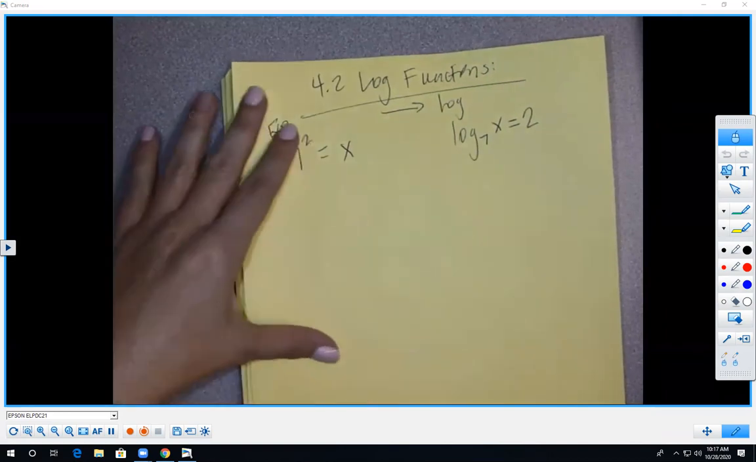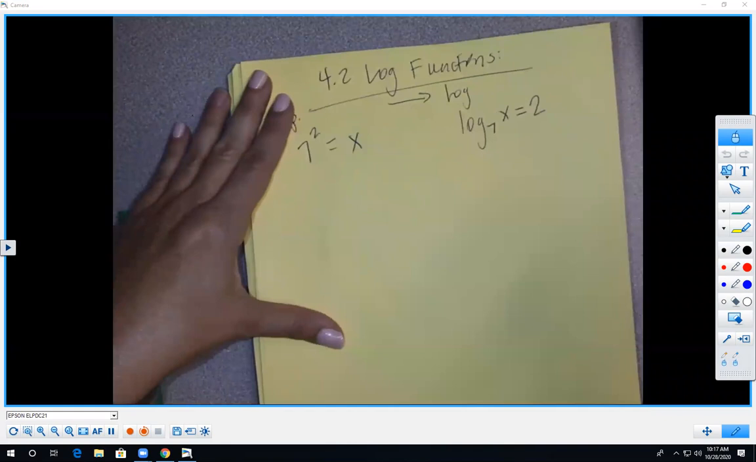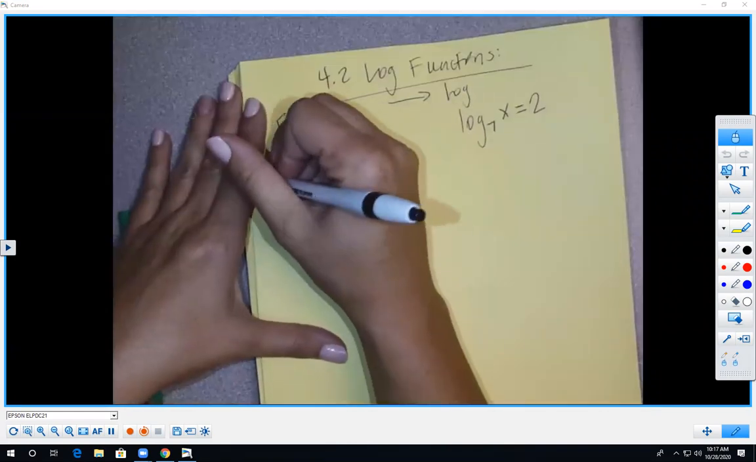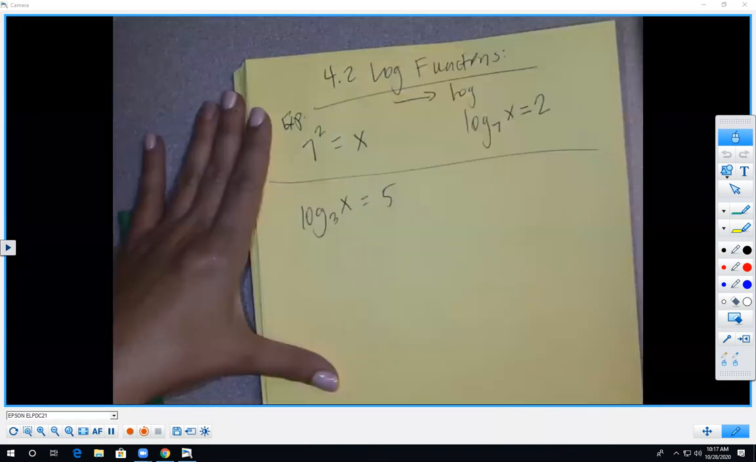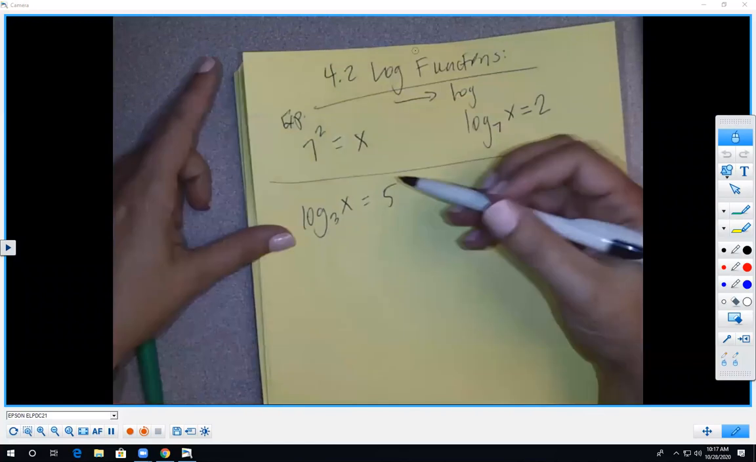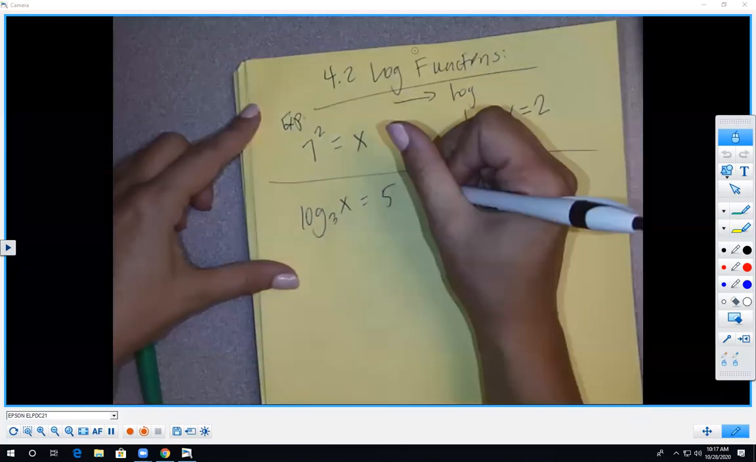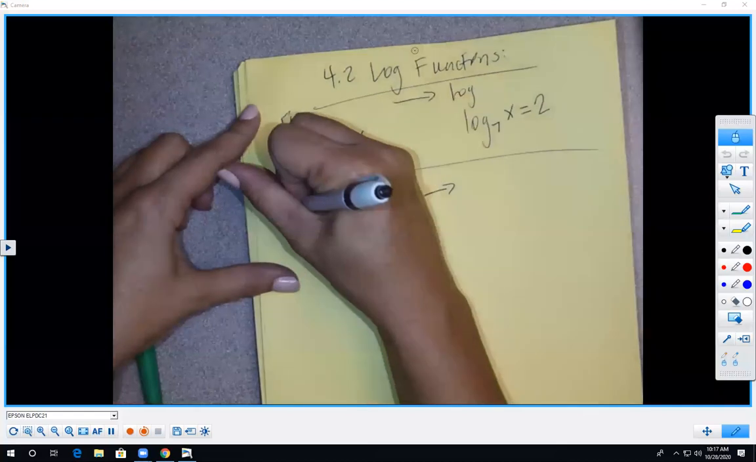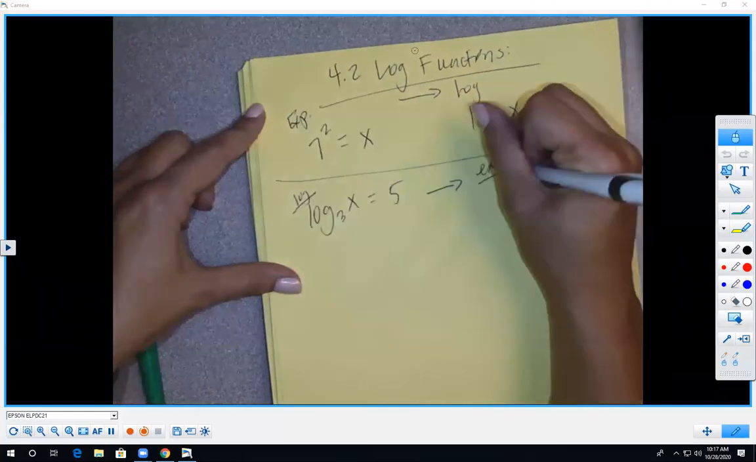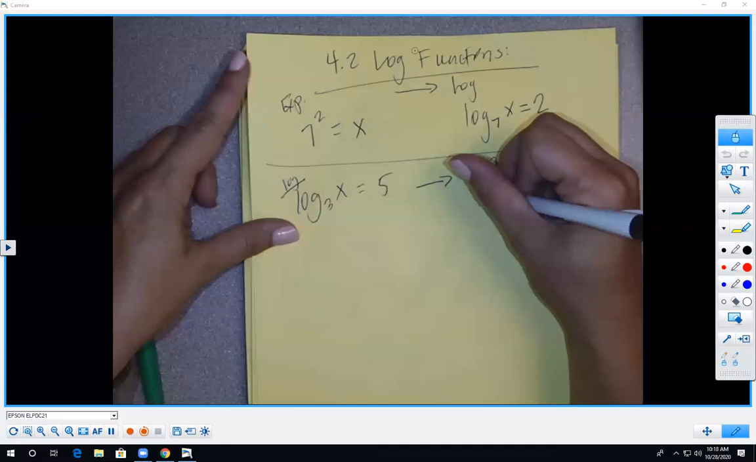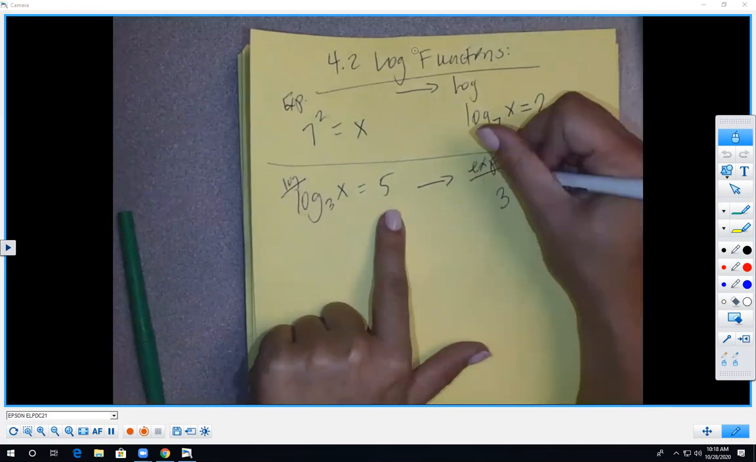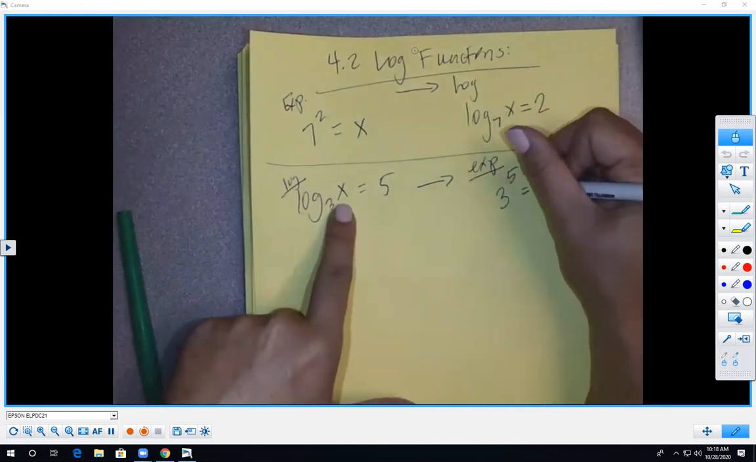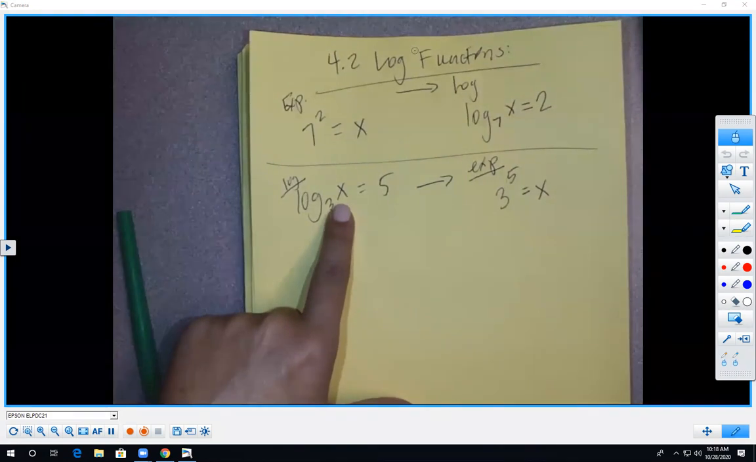Okay. If we had log base 3 of x equals 5, that is currently in log form. If I want to put it into exponential form, the base of this log is 3. The exponent that I need to raise that to is the answer of the log, which is 5. And it equals what you're taking the log of. It equals x. Okay, so that's what we went over last time.